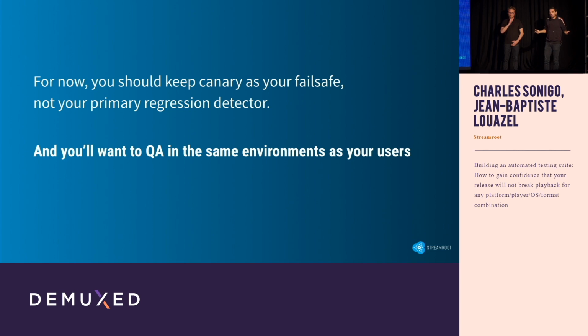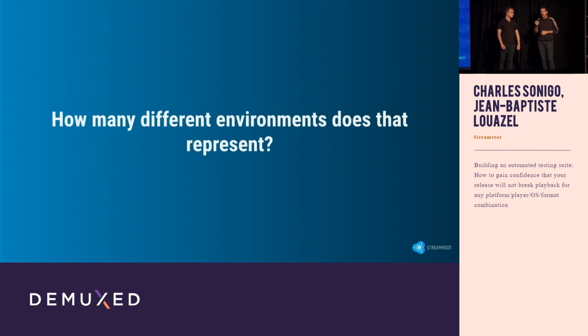And you're going to have to do what needs to be done, and that is testing your code ahead of release, in the same environments as your viewers, of course. Which brings me to my next question: how many different environments are we actually talking about here? Just for the sake of getting to an actual number, I will pick a random example.